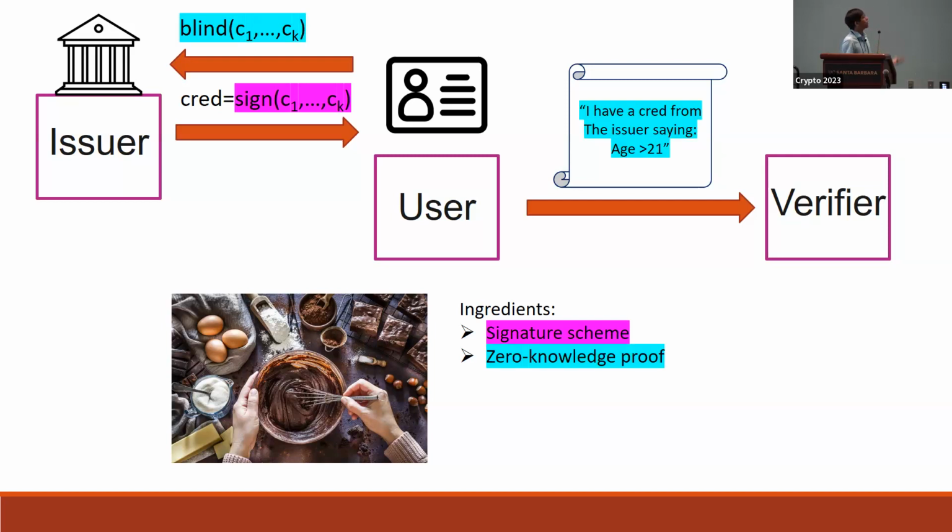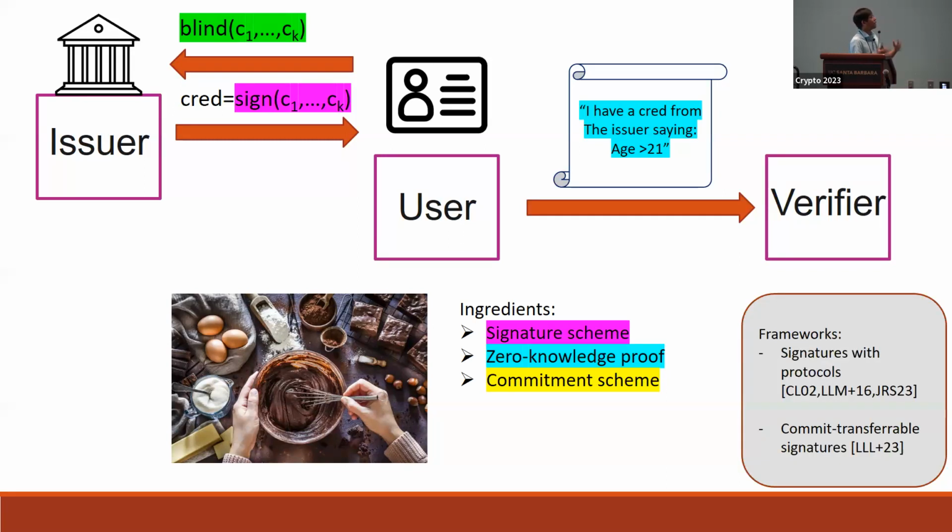The first is when the user wants to prove some properties of the private attributes, for example, the age is more than 21. The second is where the user wants to prove possession of the signature. The third is the commitment scheme, which can be used along with the zero knowledge proof. There is a name for this, signatures with efficient protocols, and also a recent work in a similar flavor, commit transferable signatures.